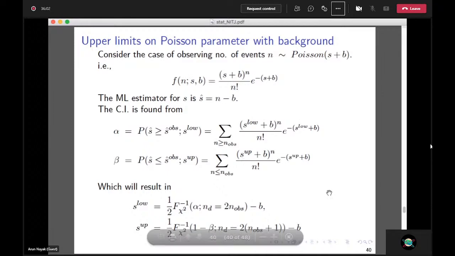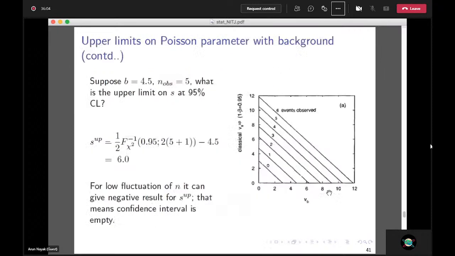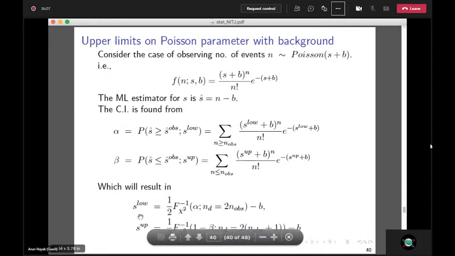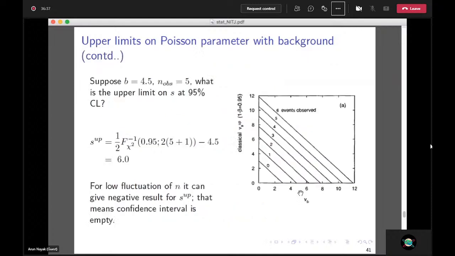That will result in S low being again a quantile of the chi-square distribution, and minus b. So you notice that with respect to the previous case, we obtained here this minus b. Similarly, S up has minus b. If you had no b, it would coincide with the previous case.